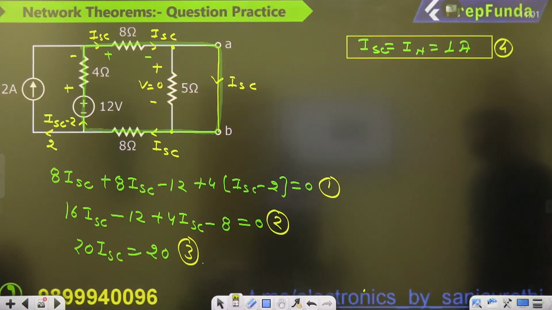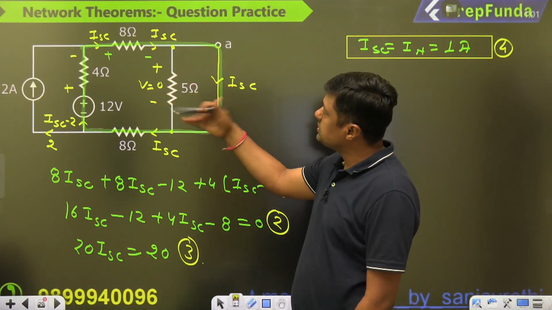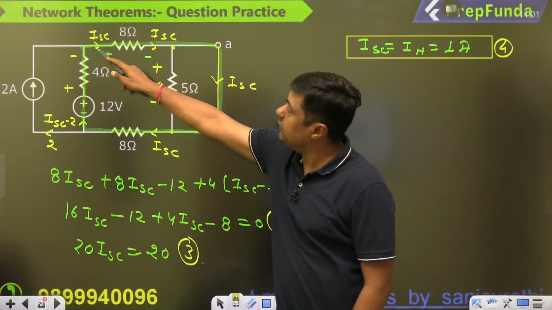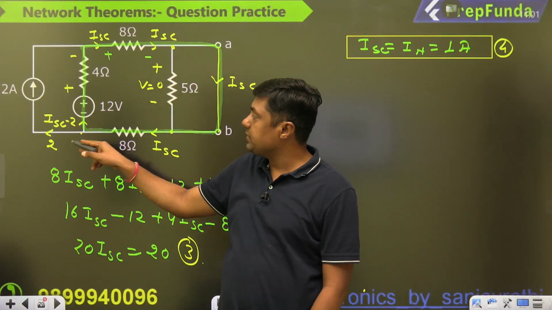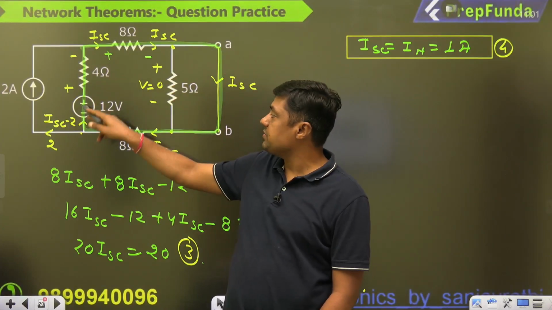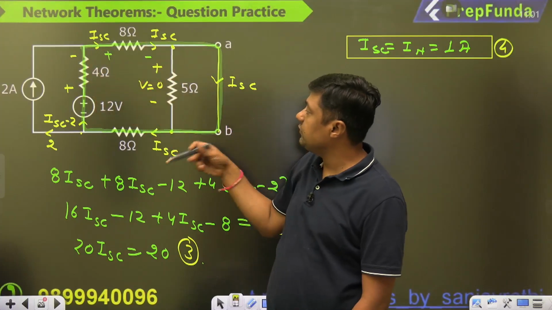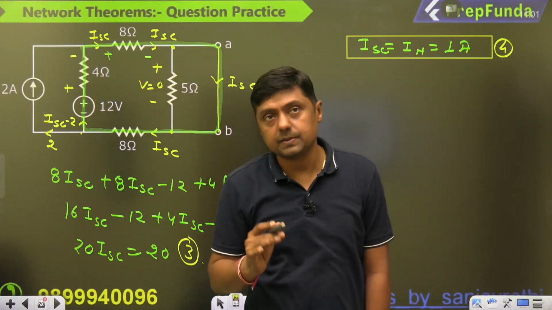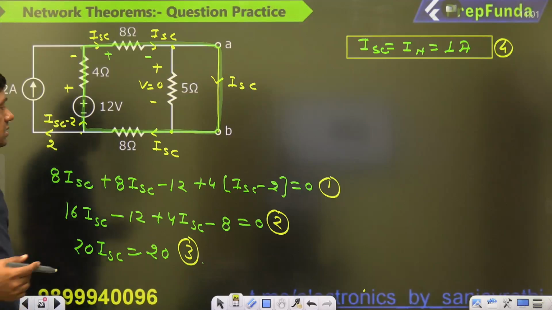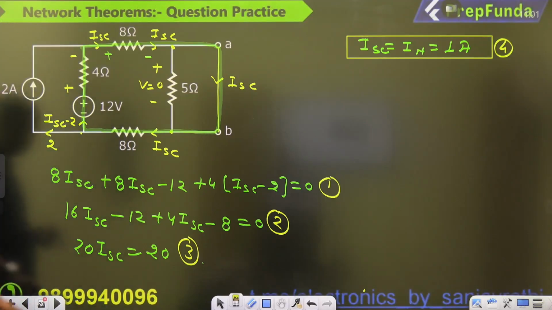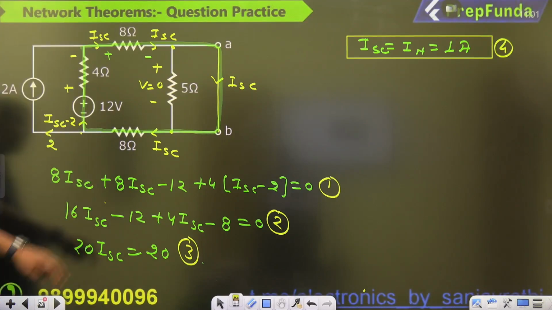What I have done, just a short circuit current, because it is short circuited. What is the current through the 5 ohm resistor? 0. The same current will flow. I have applied the KCL at this point. This is the 2 ampere, and that's why what is the current in this branch? ISC minus 2. Again, it will become ISC. I have applied the KVL, and in one step, I have found the ISC, Norton's current.